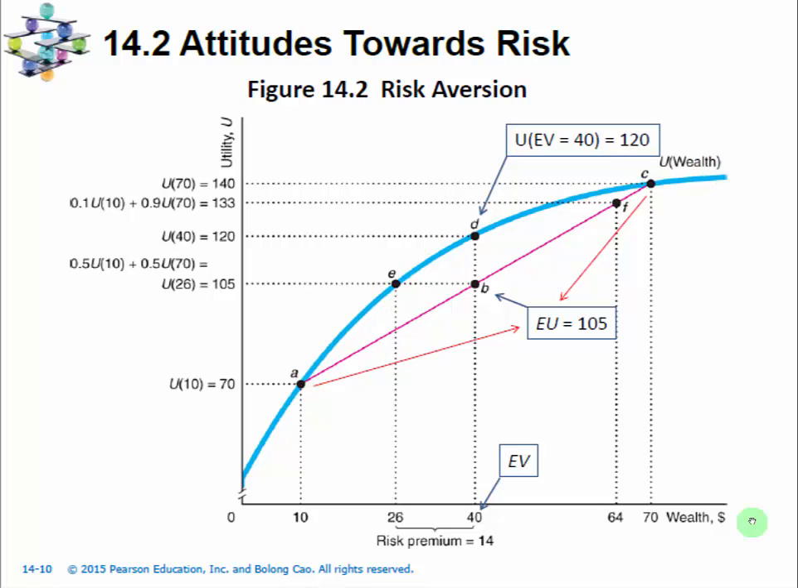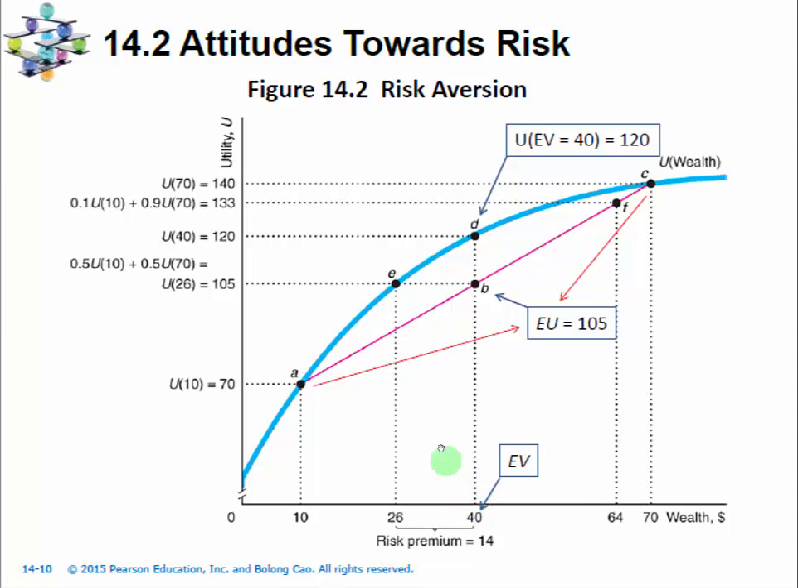We have said that the two possible outcomes for this $40 investment are $10 and $70. And then the expected value we have calculated is $40. That's the expected value from this investment.